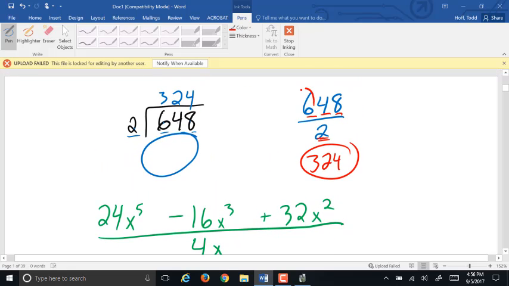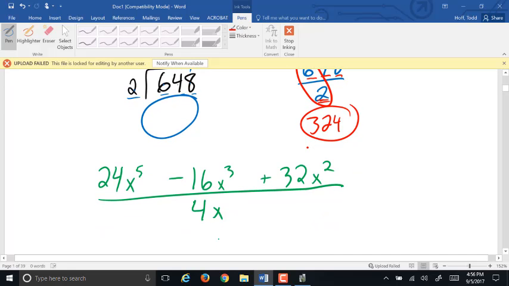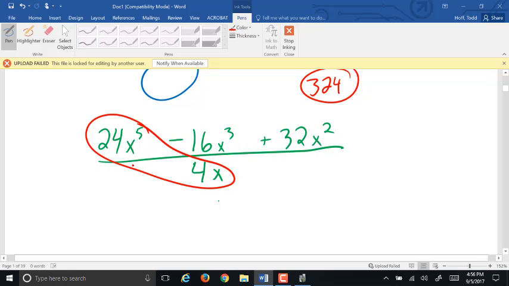Well, just like we did up here where we divided one digit at a time, we're going to do the same down here. We're going to divide one digit at a time. 24x to the 5th divided by 4x. Well, we divide the counts. 24 divided by 4 is 6. X to the 5th divided by x, x to the 4th. Then we move to the next digit.